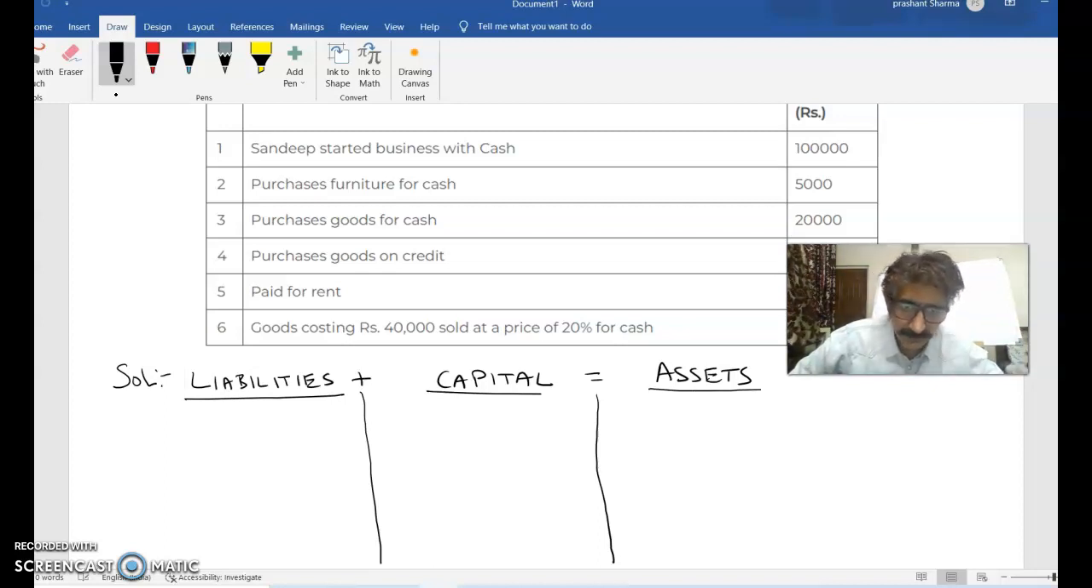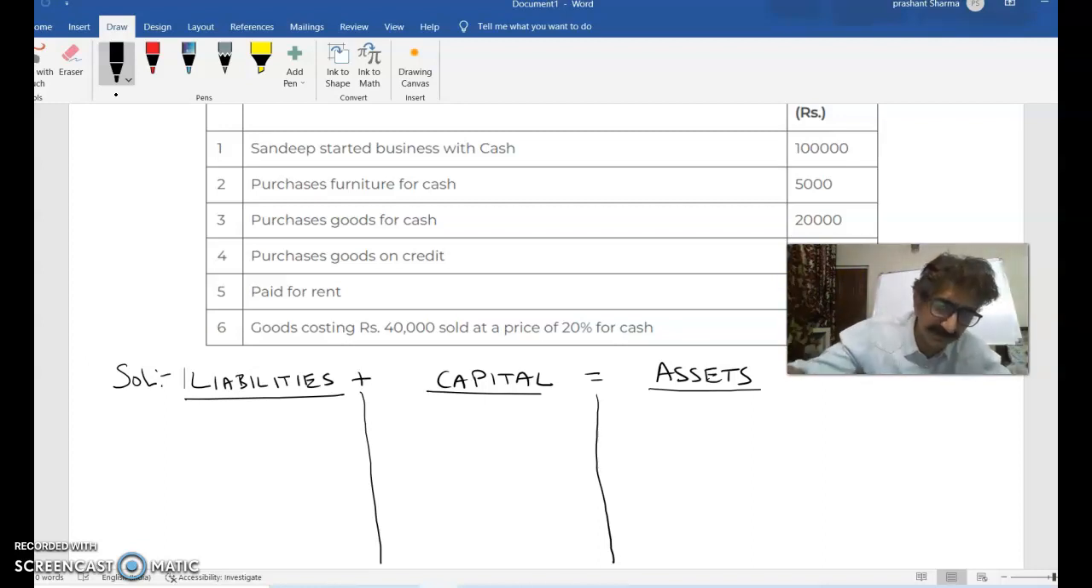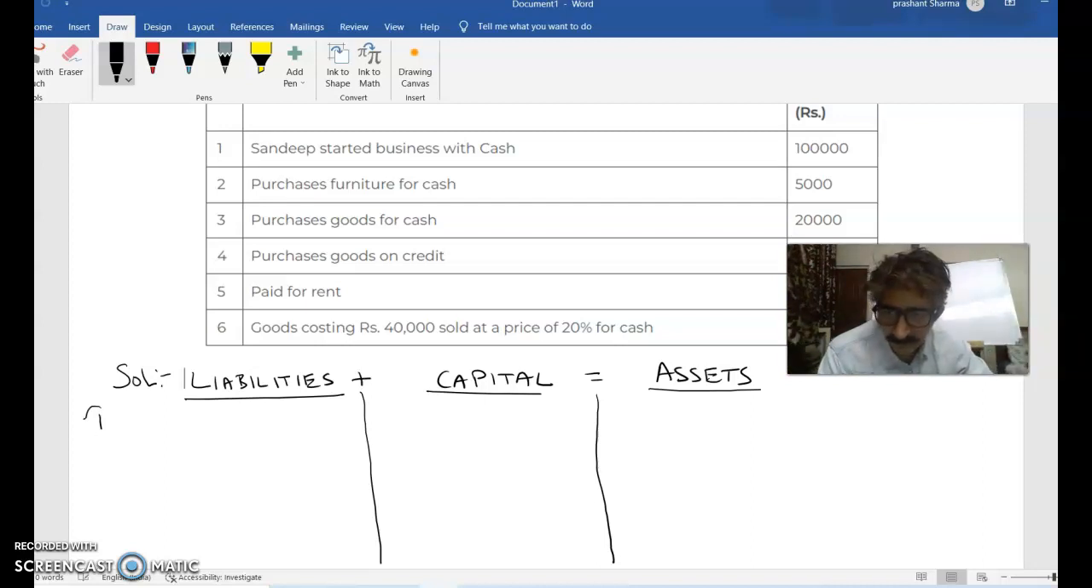items. In the equation, as you notice, there is a left hand side. Liabilities plus capital comprises the left hand side of this equation and assets comprise the right hand side. Let's do this question. As you can see, the first transaction, Sandeep started business with cash rupees 1 lakh.